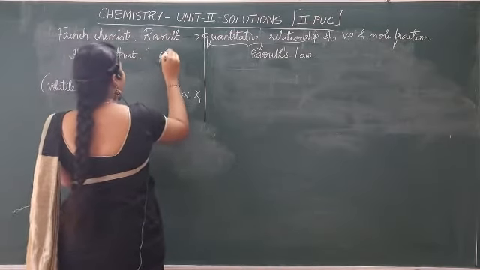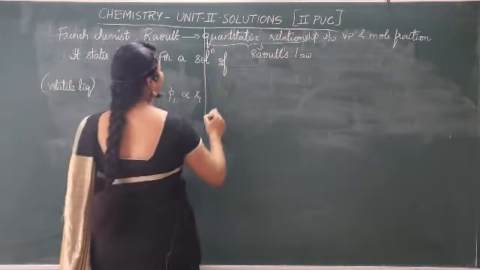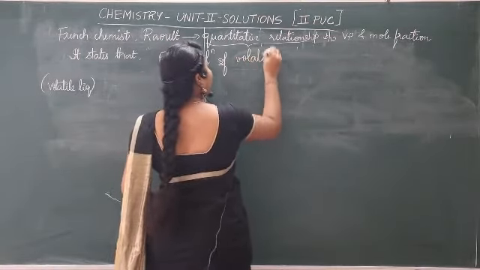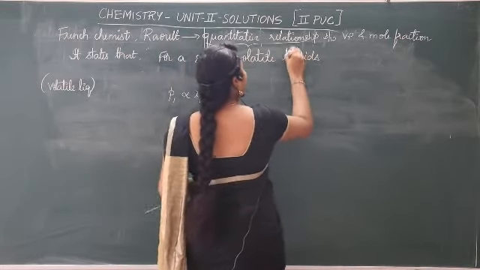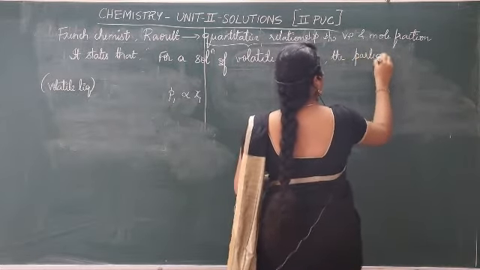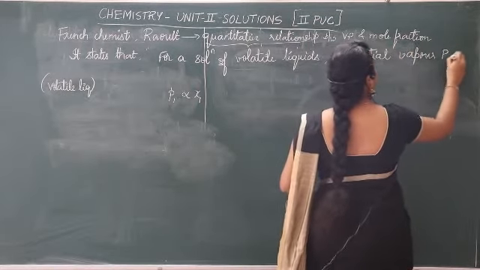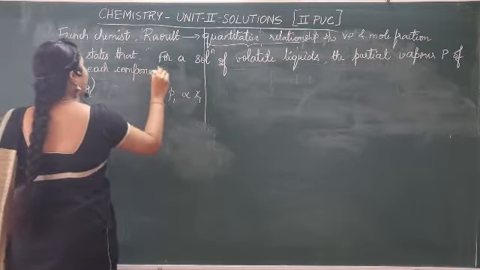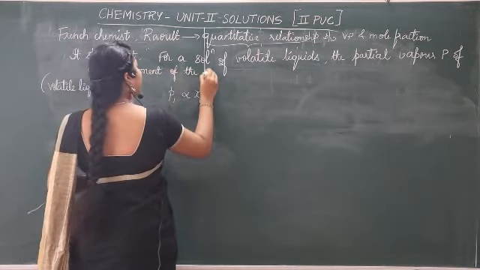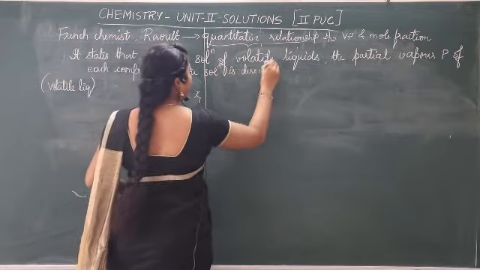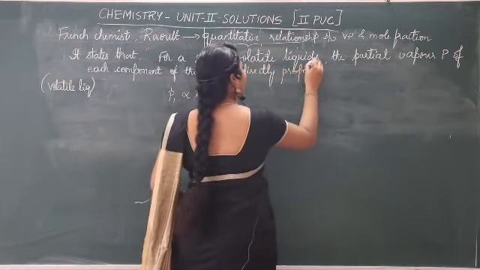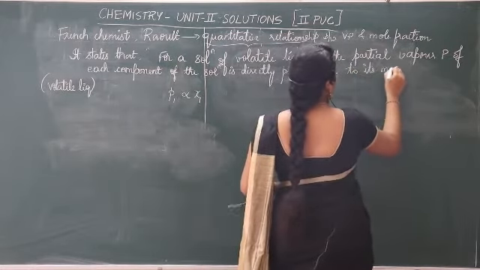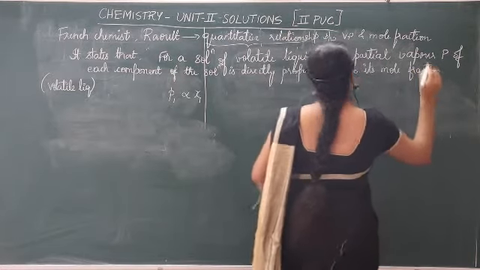It states that for a solution of volatile liquids, the partial vapor pressure of each component of the solution is directly proportional to its mole fraction present in the solution.